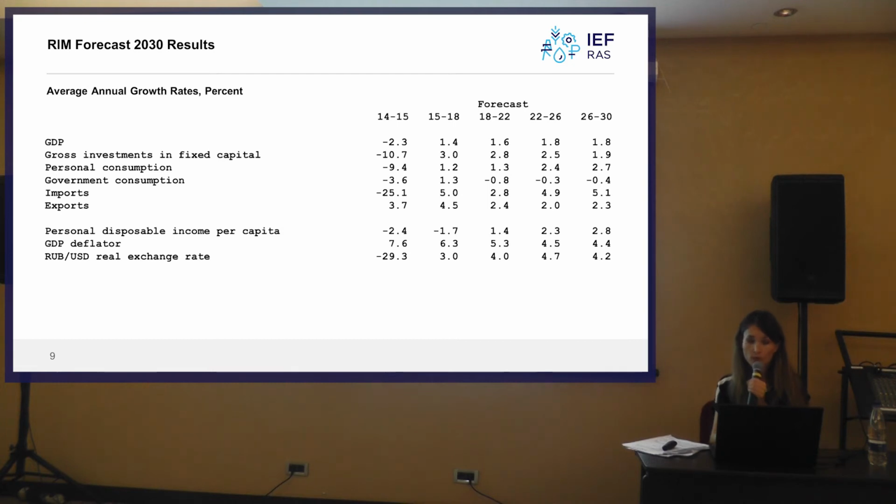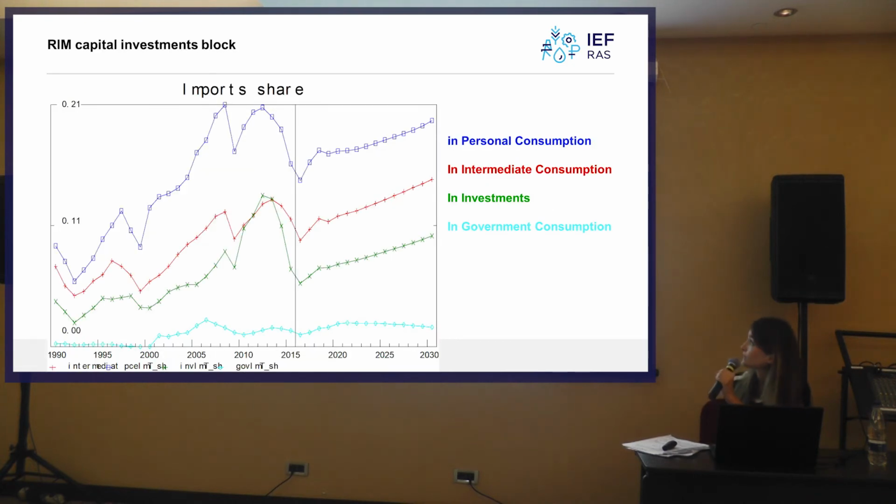This results in the growth of import share in consumption: the share of import in personal consumption, blue line, and import share in investment, green line, are growing, but it doesn't reach its peak level of 2012. The share of import in intermediate consumption exceeded its peak level, and it reached about 14.7% by the end of the forecast period.